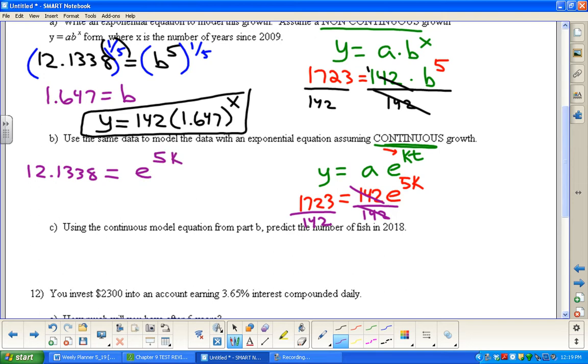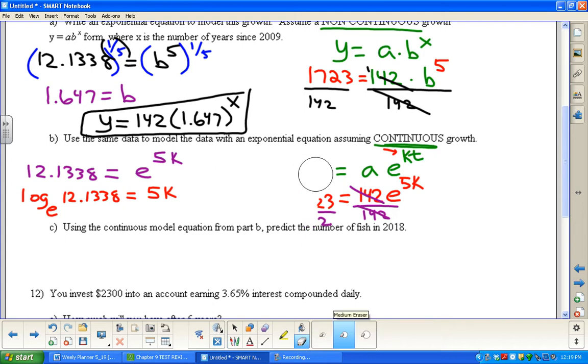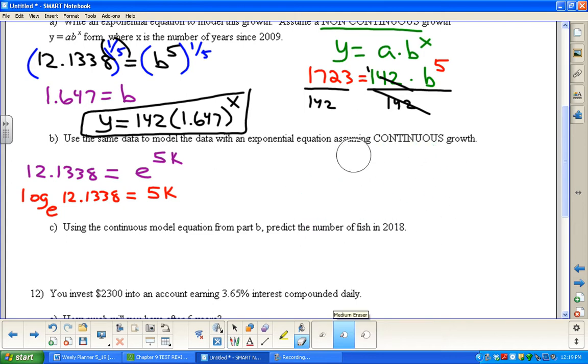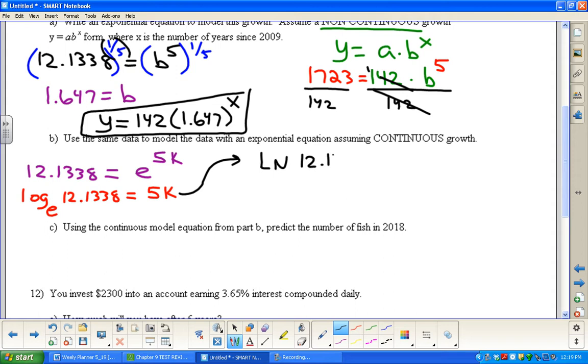Okay, so here's an equation we need to solve. The variable is an exponent. Go to log form. So we're going to change this to log form. The base is e. The thing we're taking the log of is the 12.1338, and it always equals the exponent. Now log base e, that's that natural log I was talking about. So let's rewrite that. That's the ln of 12.1338. And again, your calculator knows what that is.